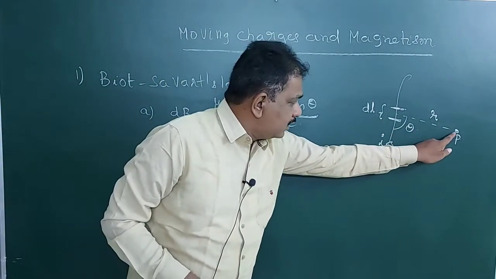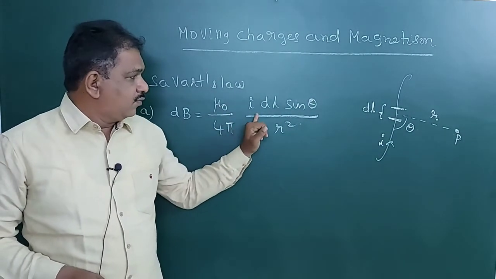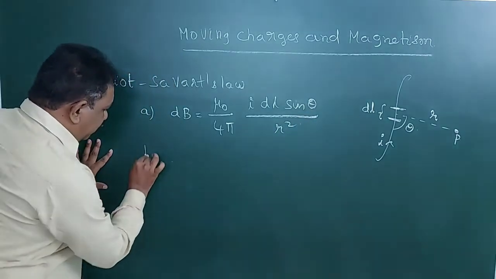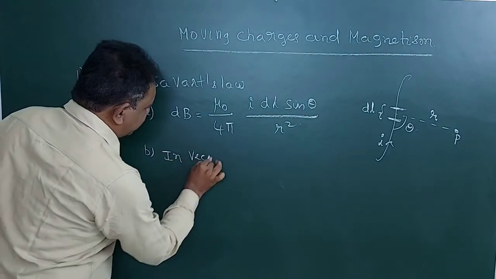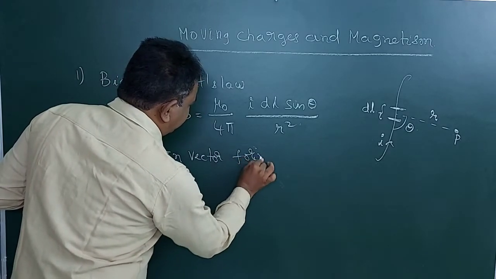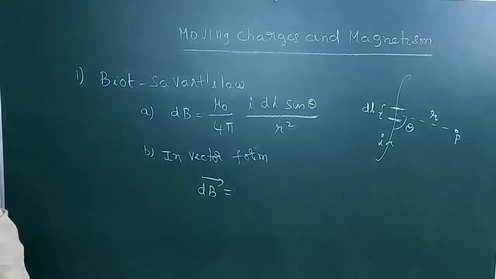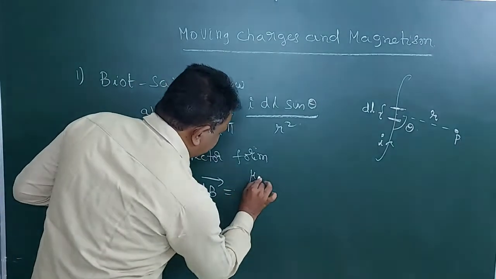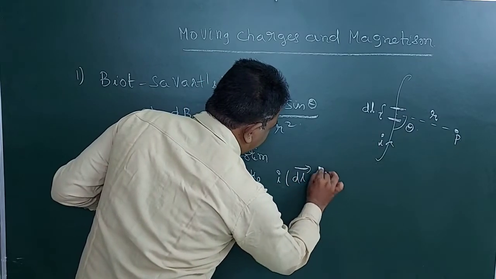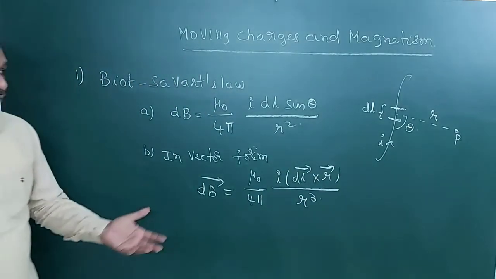Magnetic induction at this point due to this current element is mu naught by 4 pi I dl sin theta by r square. In vector form, if they ask, dB bar is equal to mu naught by 4 pi I into dl bar cross r bar by r cube. That is in vector form.